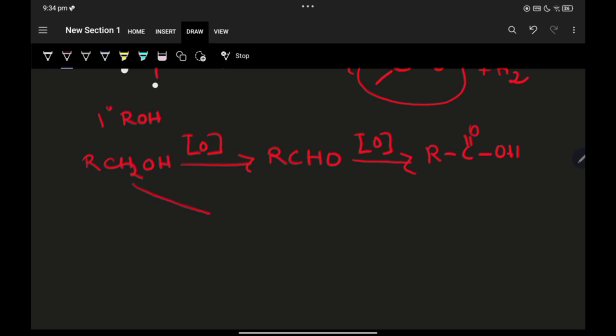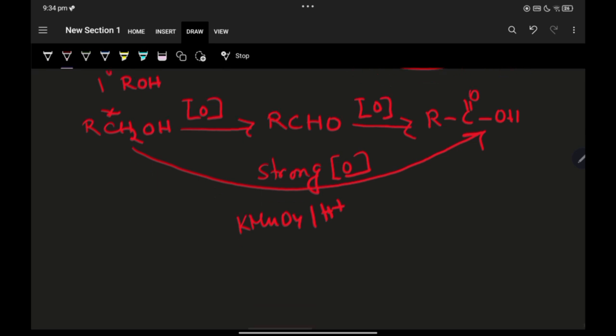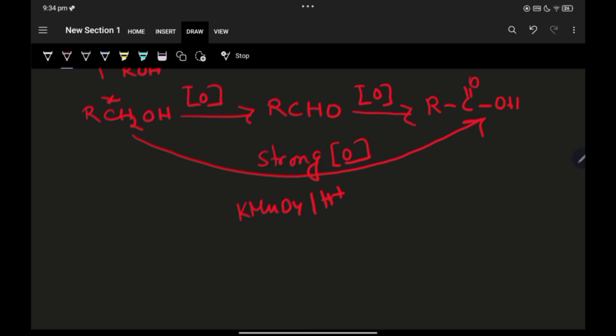And if I give a very strong oxidizing agent, that means 1 degree alcohol on strong oxidation can directly go to carboxylic acid. These strong oxidizing agents can be acidified KMnO4, KMnO4/H plus, I can write. That can convert it to acid directly. Or CrO3 is also an oxidizing agent. But you know what? CrO3 can restrict the reaction till aldehyde.